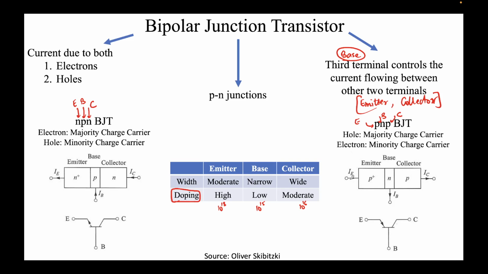In PNP, we'll see in a bit that we bias it in such a manner, the most common way in its application, that we connect the emitter base to forward, we make it forward bias. You can see there are two junctions here. The first junction is the emitter base, which is a P plus N junction. The second junction is the base collector, which is again a PN junction.